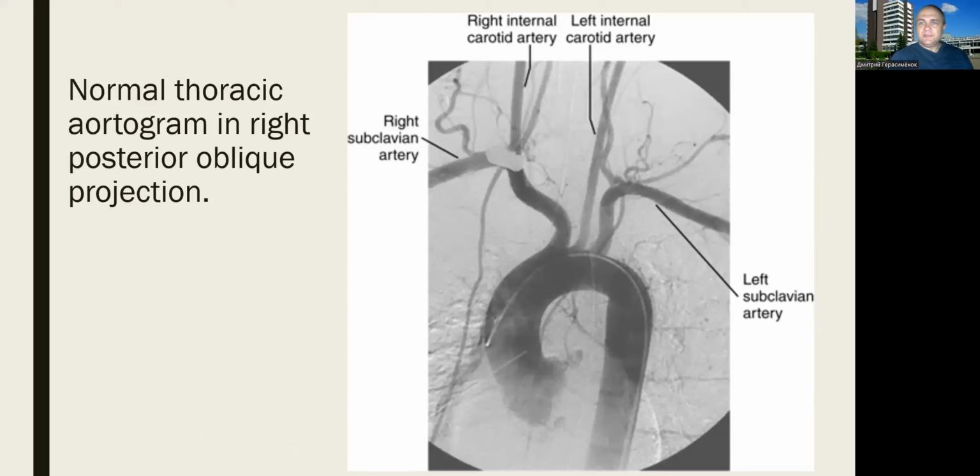Normal thoracic aortogram in right posterior oblique projection. You can see here, this is the aortogram, and this is the contrasted aorta.